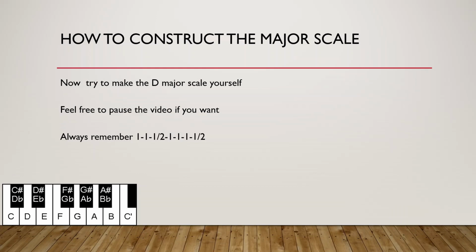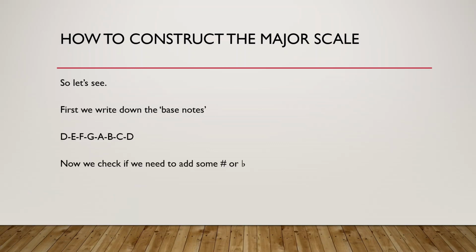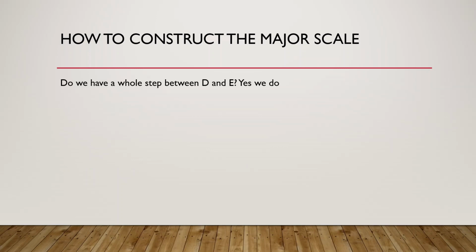Now, try for yourself the D major scale using the piano diagram and the formula. Feel free to pause the video if you want to try it for yourself. So, let's see. We write down the bass notes D, E, F, G, A, B, C, D. And now we check with the formula if we need to add sharps or flats. So, do we have a whole step between D and E? Yep. A whole step between E and F? Well, no, because there is not a black key between E and F. So from E to F is a half step.